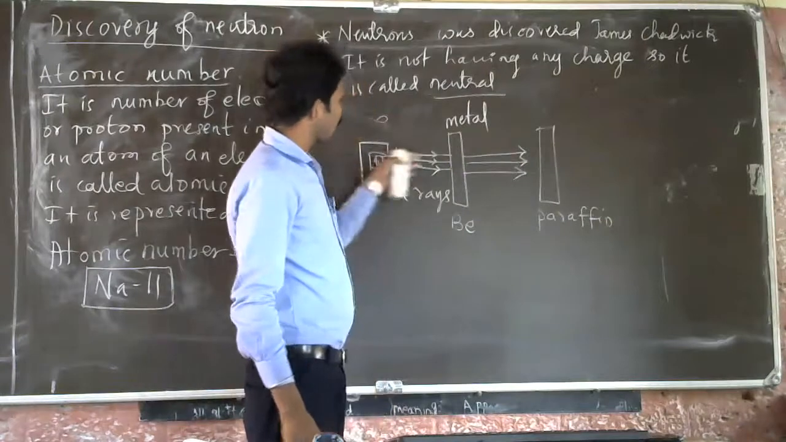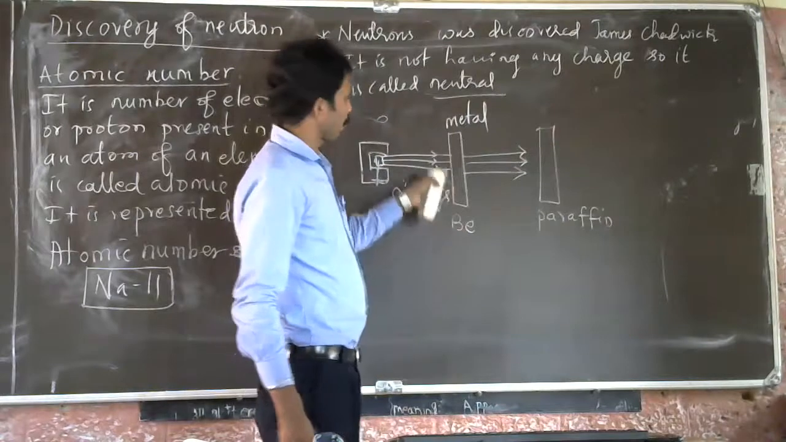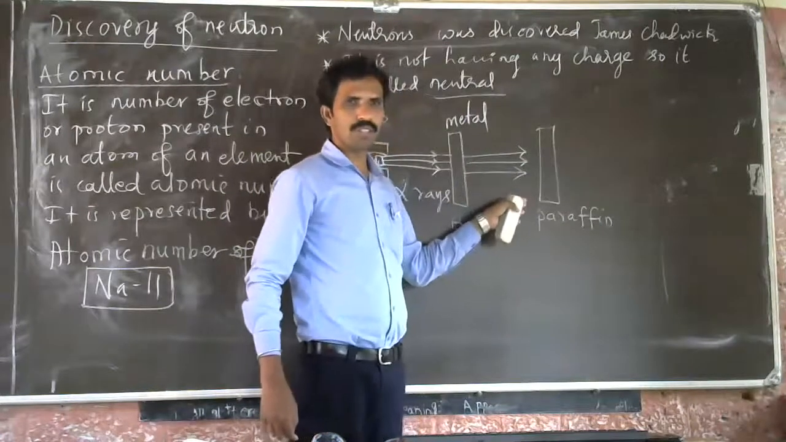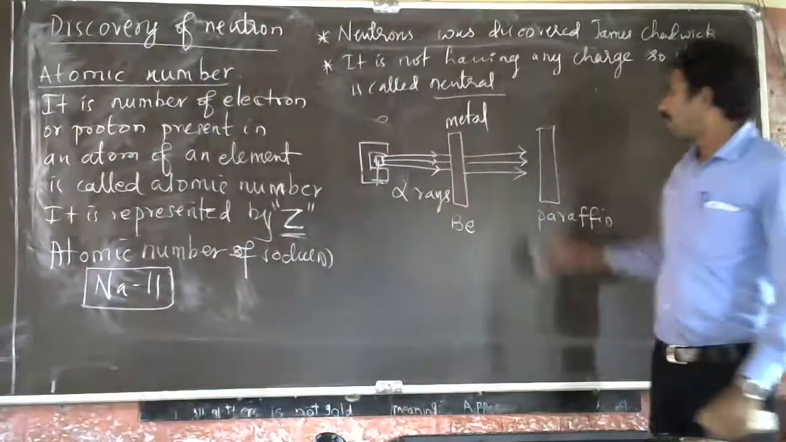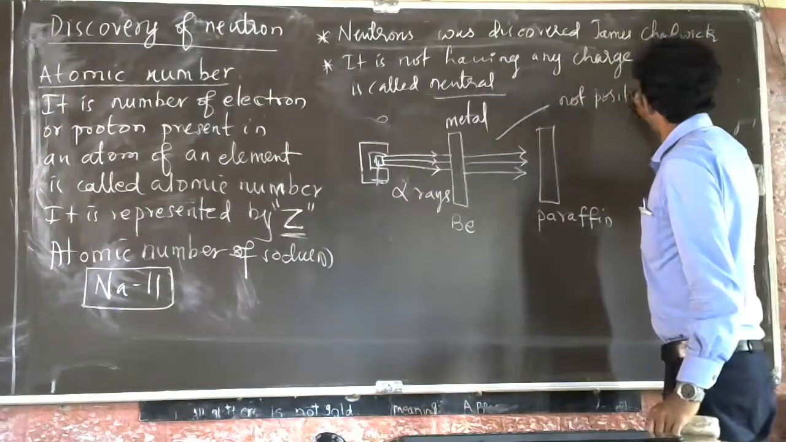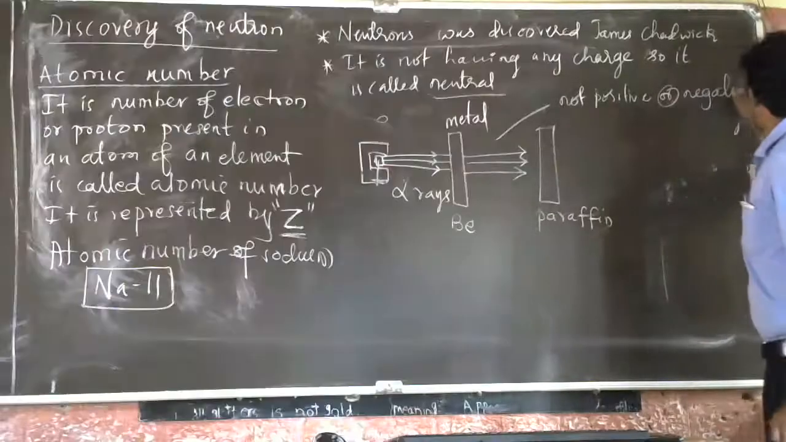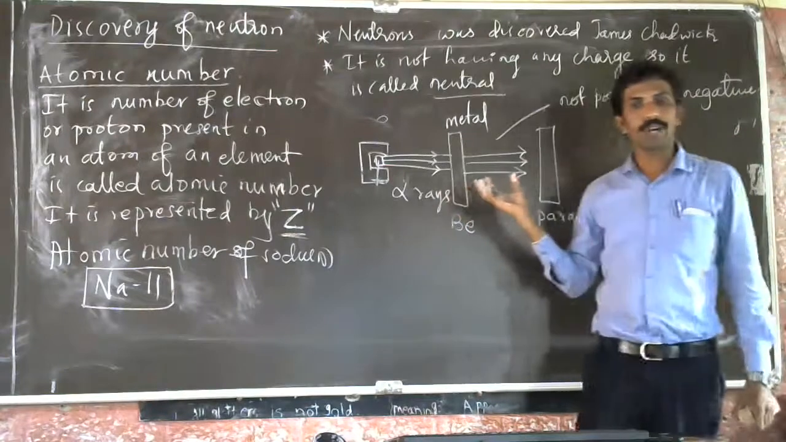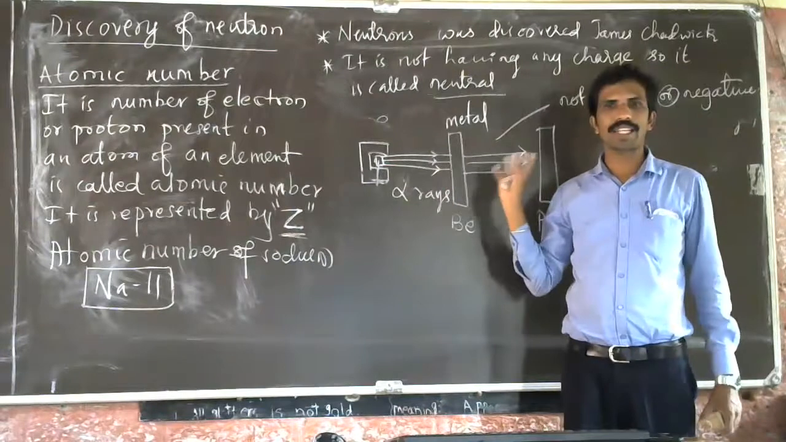Here, alpha rays were bombarded on the beryllium metal. After that, some rays were produced. These rays were actually not positive or negative. Negative means, like during the discovery of proton and electron, how they applied the electrostatic field.